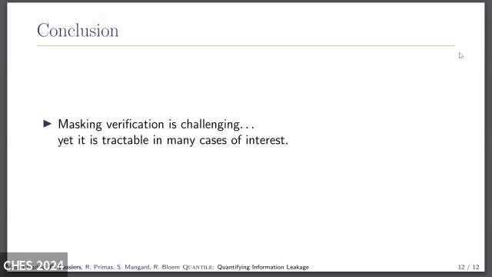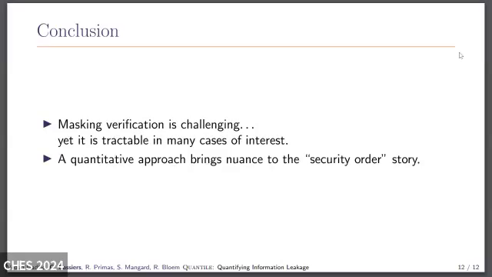And I think that studying more and more approaches to these tools will improve this Pareto boundary and fill the gaps in between and the scope of circuits that you can verify. Also, this quantitative approach of bounding the mutual information instead of strictly requiring it to be 0 brings some nuance to this notion of security order that we use so often. And I think it's also an interesting direction to study.